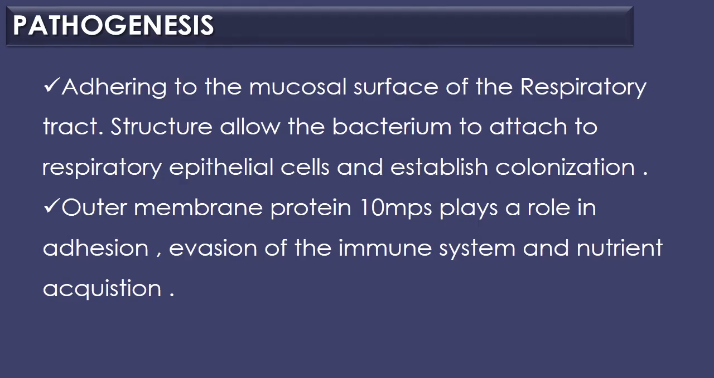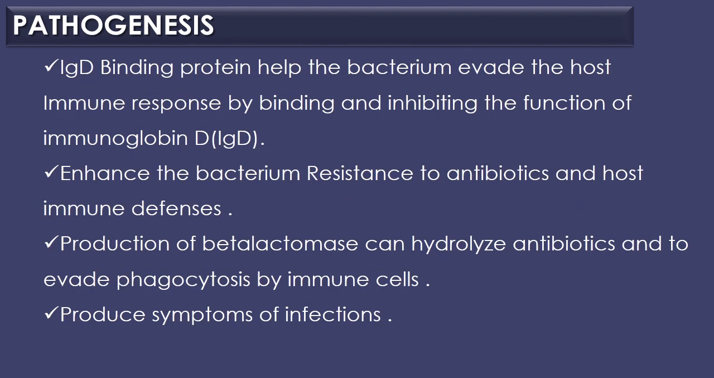The next is pathogenesis. The bacterium Moraxella catarrhalis adheres to the mucosal surface of the respiratory tract. Pilus structures allow the bacterium to attach to the respiratory epithelial cells and establish colonization. Outer membrane protein plays a role in adhesion, evasion of the immune system and nutrient acquisition. IgD binding protein helps the bacterium avoid the host immune response by binding and inhibiting the functions of immunoglobulin D.